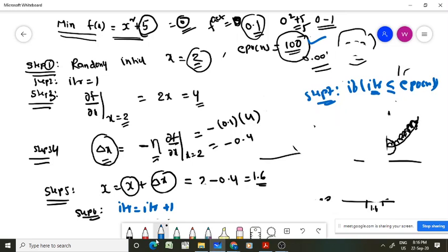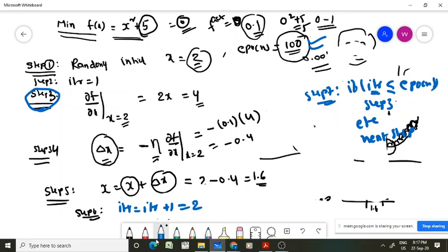If this condition is satisfied, that means the current iteration count is less than the maximum number of epochs you have decided, then what we have to do? Go to step 3. Otherwise, go to the next step. I hope you understand, right? Let's assume I want to run this iterative algorithm for 100 iterations. If the current iteration count is 90, which is less than 100, then go to step 3. In this case the current iteration count is 2, right? So 2 is less than or equal to 100, so it is satisfied. Then go to step 3.